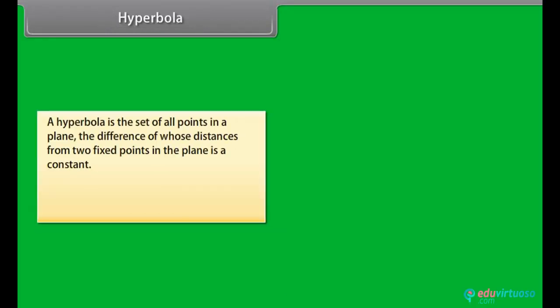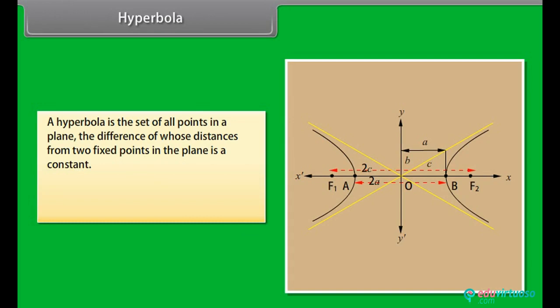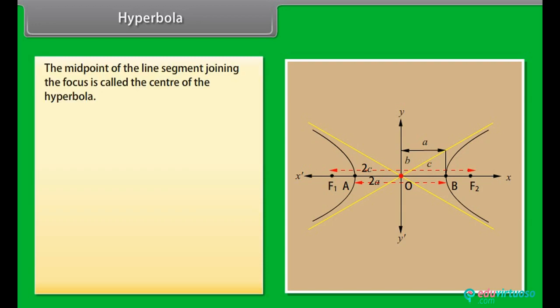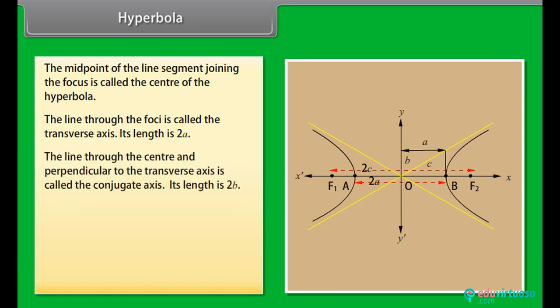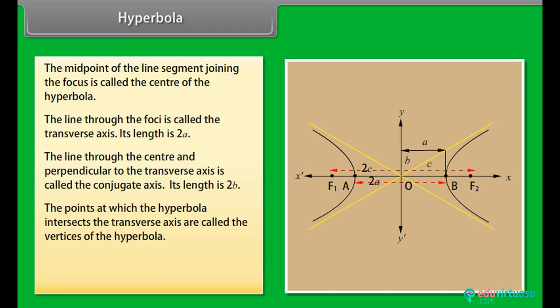Hyperbola. A hyperbola is the set of all points in a plane, the difference of whose distance from two fixed points in the plane is a constant. The two fixed points are called the foci of the hyperbola. The midpoint of the line segment joining the foci is called the center of the hyperbola. The line through the foci is called the transverse axis. Its length is 2a. The line through the center and perpendicular to the transverse axis is called the conjugate axis. Its length is 2b.